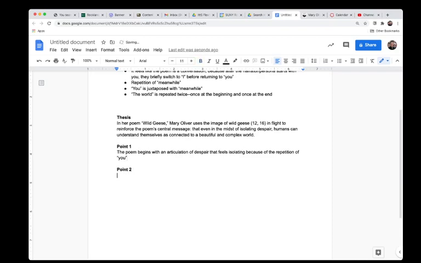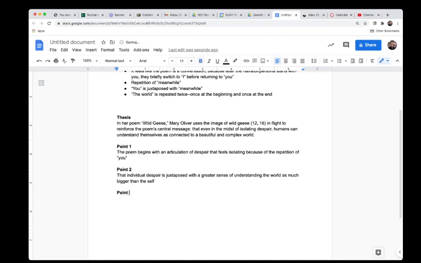My second point is going to be that that individual despair is juxtaposed with a greater sense of understanding the world as much bigger than the self. Okay, these are not topic sentences. That would be a pretty bad one. These are just thoughts, right? I'm building sort of a little outline here.